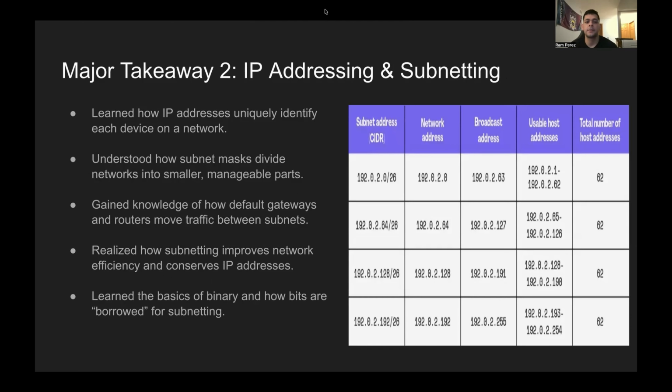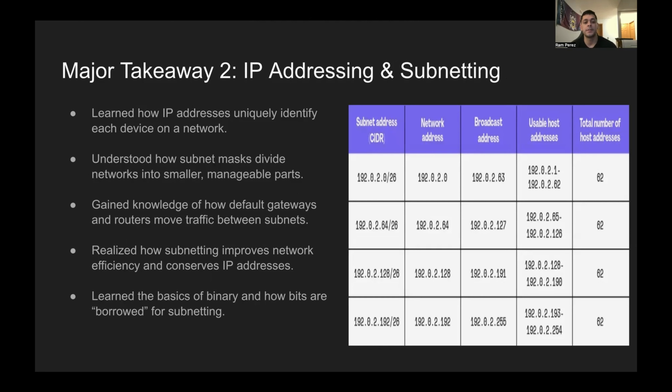Our second major takeaway is focused on IP addresses and subnetting. We learned that every device on the network needs a unique IP address, similar to a digital street address, so data knows exactly where to go. We also came to understand how subnet masks divide large networks into smaller and more manageable parts.